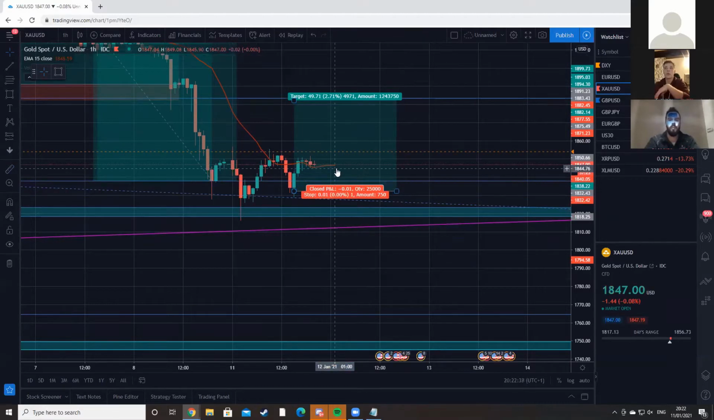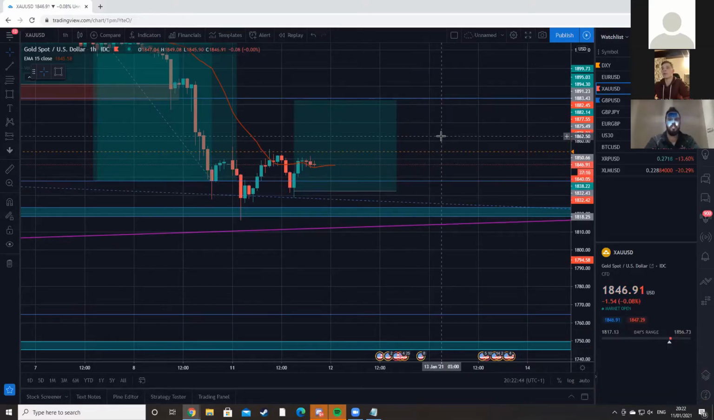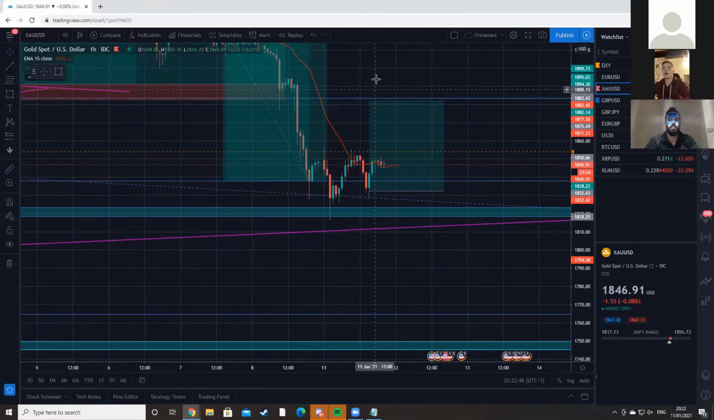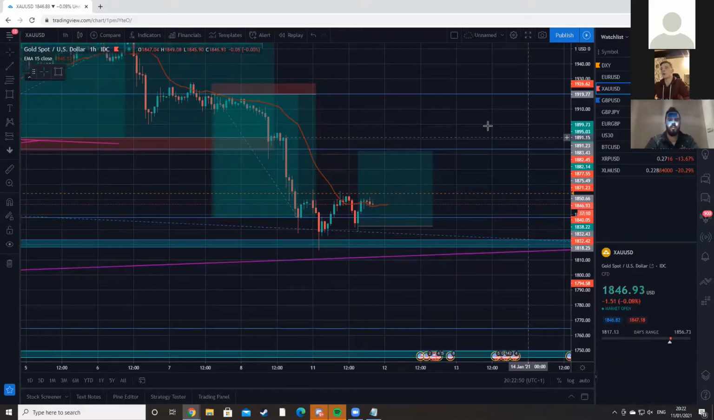So if my stop loss is hit, I don't really care. I have 40 pips secured. That's more than enough for the day. And I've already secured some more pips.